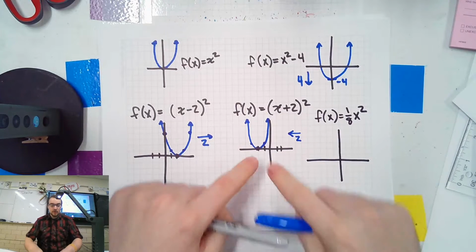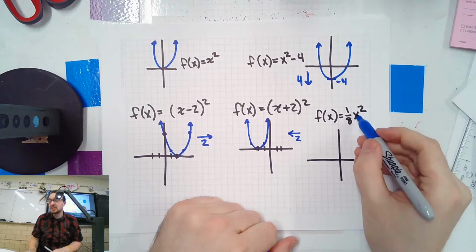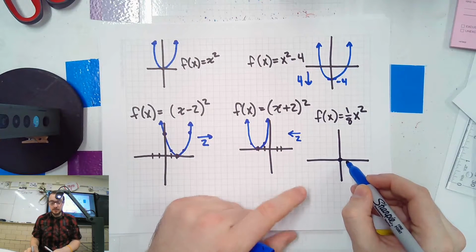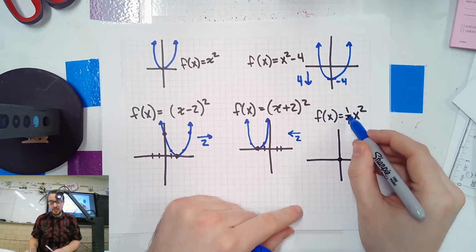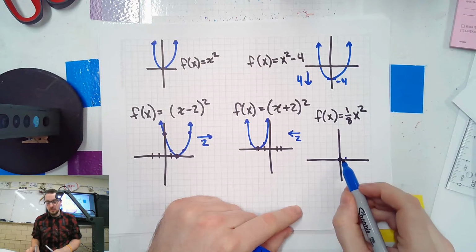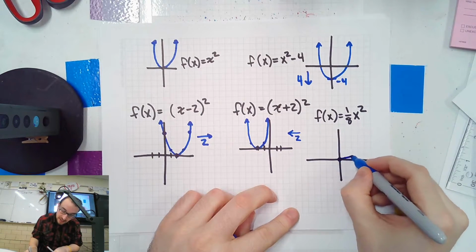Think about it. When we're going up, we go up faster if we're growing faster. When you plug in 0, it's 0, no big deal. When you plug in 1, you square it and get 1, times an eighth is an eighth. So not very much growth. See how it's a little bit of growth? Less growth means it's going to be wider. It's going to take longer to grow, so it's going to be like this.